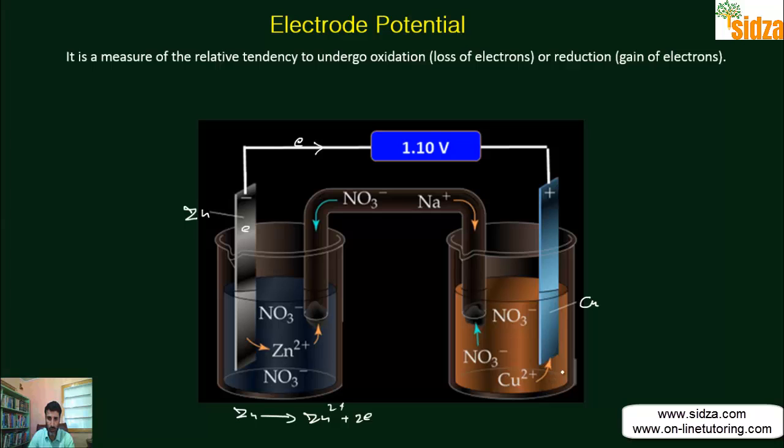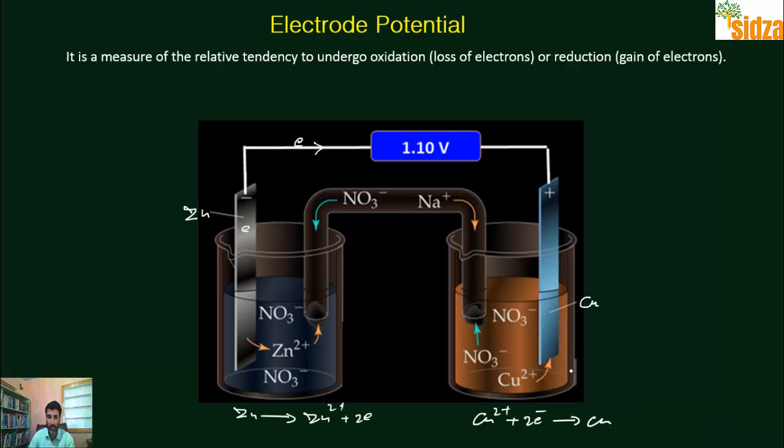And in the copper electrode, the copper ions gain two electrons. That means the copper ions undergo reduction, they gain electrons. So copper ion gains electrons and forms metallic copper. So when you compare the two electrodes, the zinc with the copper, we can say that zinc has a high tendency to lose electrons and the copper has a higher tendency to gain electrons.